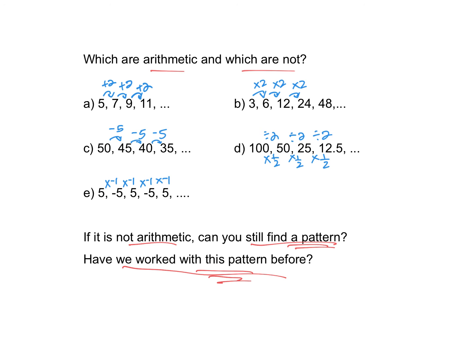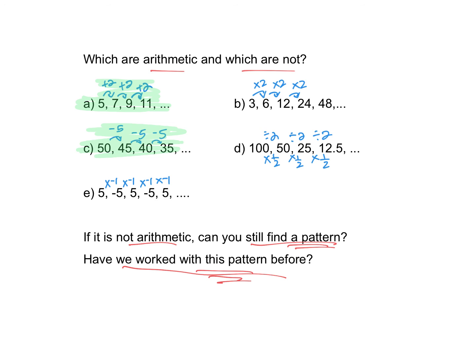All right, so I just filled in each of the rules. You can see that the arithmetic ones are letter A because the common difference is 2. It's adding 2 every time. Letter C, it's subtracting 5 or adding -5 each time. Those are the only 2 arithmetic ones.